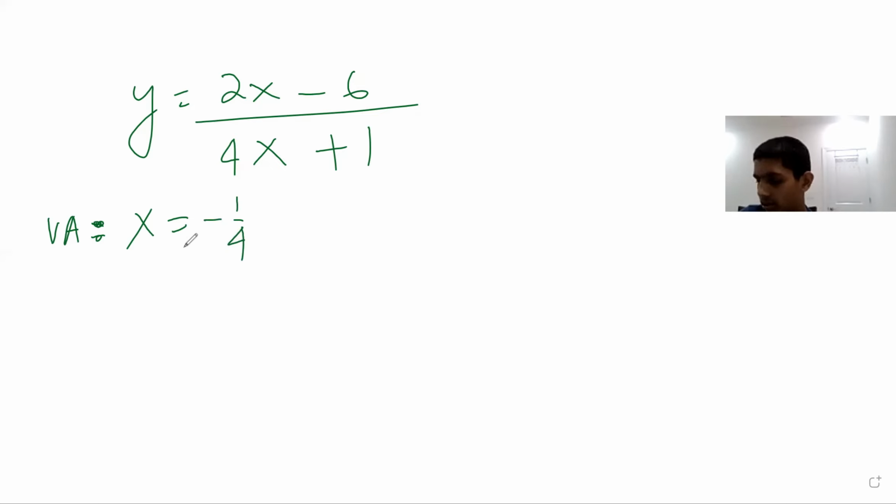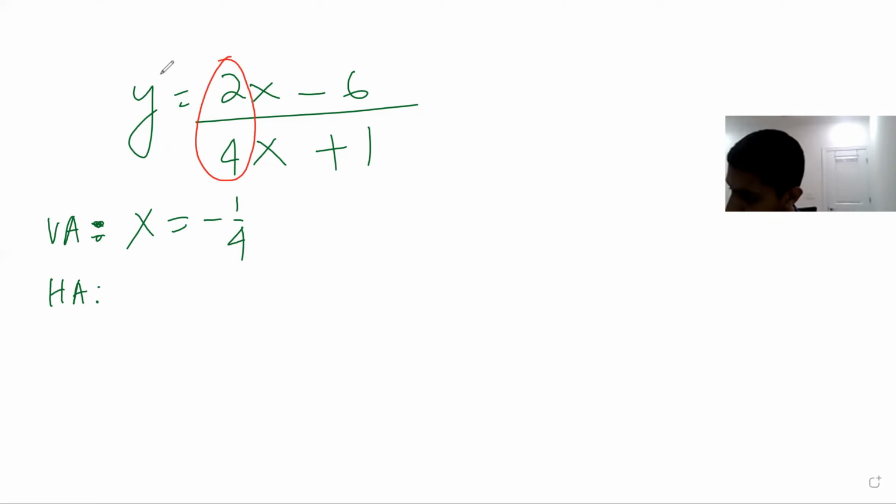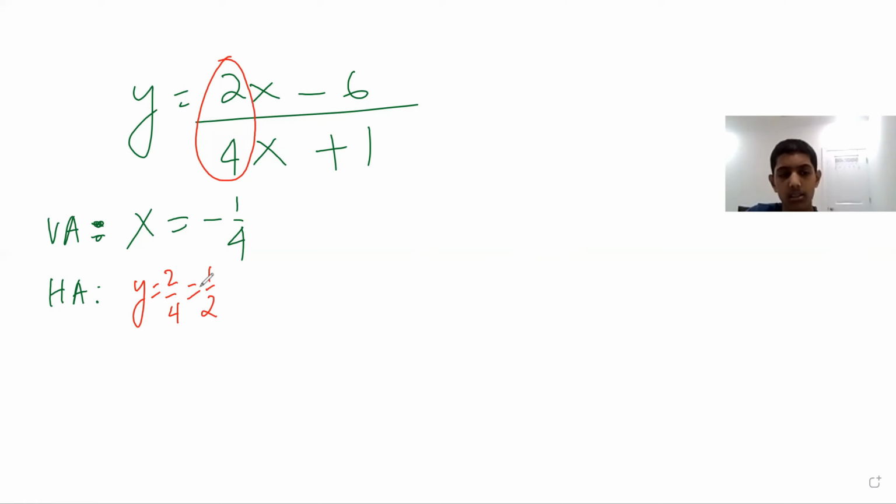Now, can you find the horizontal asymptote? Yeah. Tell me. 1 over 2. Okay, because it is the ratio of the leading coefficients. So the horizontal asymptote is the ratio of the leading coefficients, when I take x common, right? You get the idea, right? Yeah. Horizontal asymptote is clear.